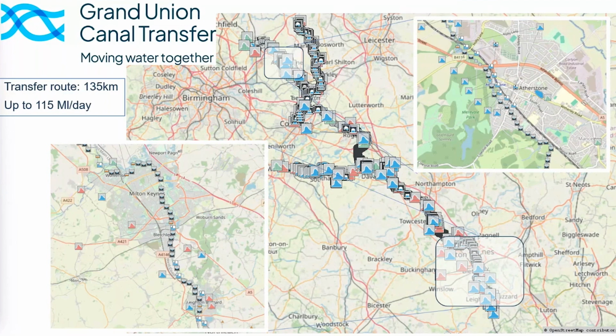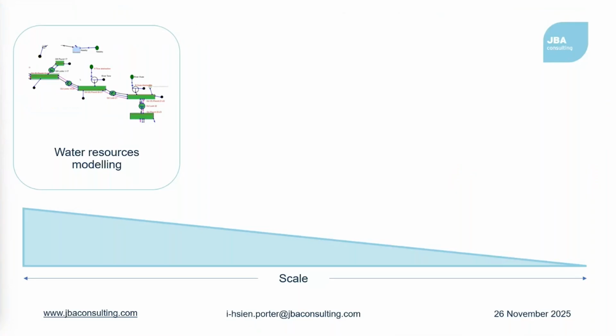Now, with a scheme like this, as you can imagine, there are many different contractors and consultants involved, of which JBA, my employers, are one. And there's a few different ways that we're involved. So at a very large scale, we need to understand how the transfer flows will interact with the day-to-day operation of the canal and the network of reservoirs that the Canal and River Trust use to manage water levels in the canal. So we're involved in water resources modelling. And that image there is just a screenshot from Aquator, which is the software we use to do that.